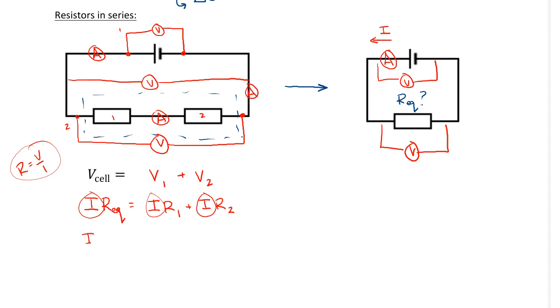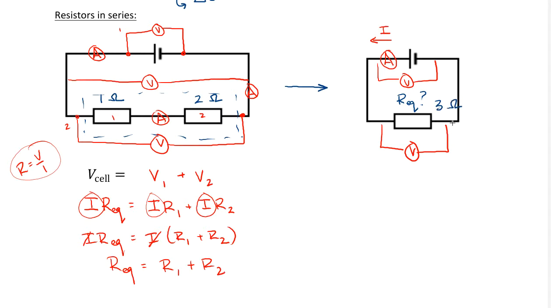So I can factor out that current and cancel it because that's going to be all the same value. And so what I see, therefore, algebraically, is that the equivalent resistance in the series case is just equal to the sum of the two resistances. In other words, if this resistor is a 1 ohm resistor and this resistor is a 2 ohm resistor, then I would need a 3 ohm resistor to replace it as one resistor so that from the perspective of the cell, it would be drawing out exactly the same current.